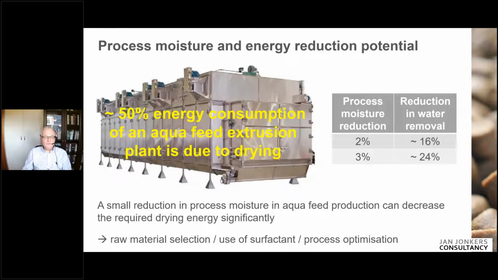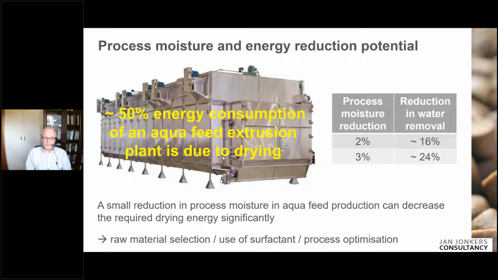And then energy is a hot topic at the moment. Energy prices are quite high. So if you look at an extrusion plant, 50% of the energy consumption in an aquafeed extrusion plant is due to drying. So if you can reduce this a bit, that will have a significant impact. So for example, you could look at raw material selection. Different raw materials absorb a different amount of moisture. So you could look at raw materials that have a lower amount of moisture need. So that will reduce the amount of moisture in the process.